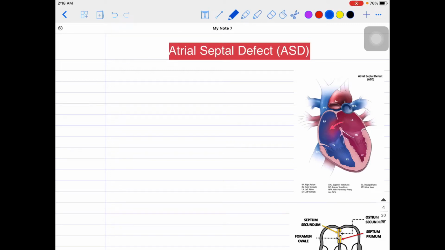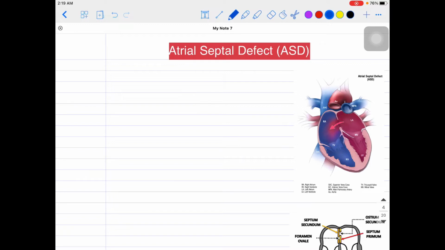This is Dr. Shubham, and today in this video I'm going to talk about the atrial septal defect. If you remember, in the last video I talked about the ventricular septal defect or VSD. Today I'm continuing that series of cardiology, and I'm going to talk about the atrial septal defect or ASD.